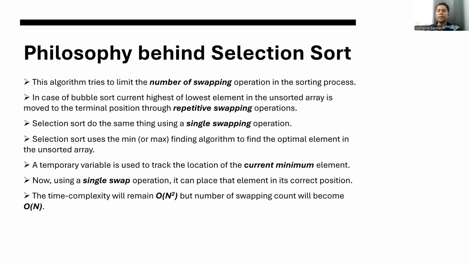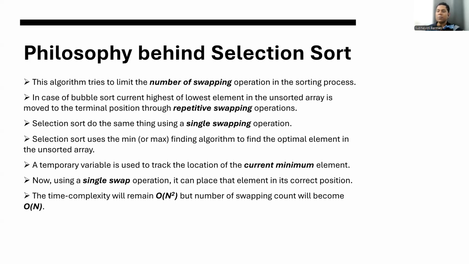Before going into details of the actual algorithm of selection sort, we want to discuss the philosophy behind this selection sort process. The name selection sort is given because in this algorithm, we try to find the maximum or minimum element present within the unsorted array. So we select that element and then we place that element in its correct position with the help of a swapping operation. That's why this name is given for this algorithm.